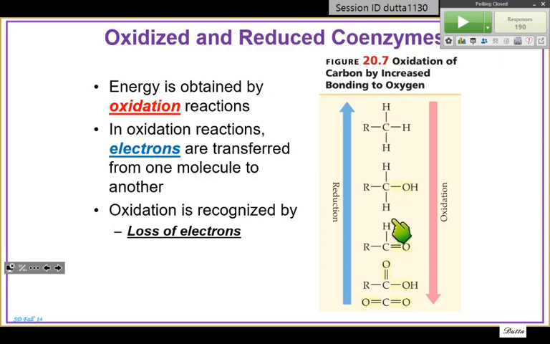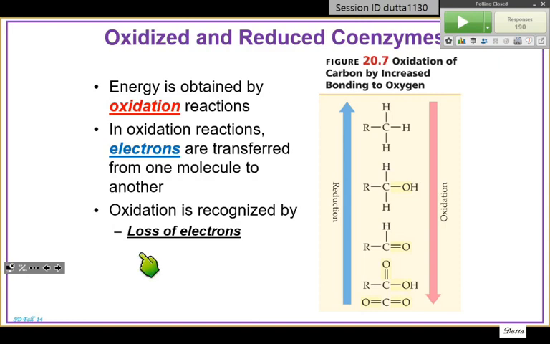Otherwise, you will get ketone. Aldehyde can be oxidized further to acid. Acid can be oxidized to carbon dioxide. So when you burn something, you get carbon dioxide. That is the final product of burning, which is oxidation in presence of oxygen. Without oxygen, you cannot burn anything, you know that.